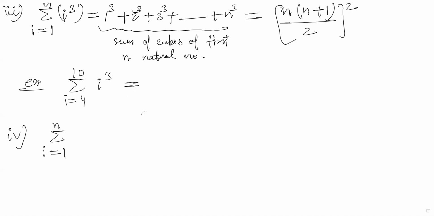Solve this example. 28 square? 28 square. Why? Because this n is 7. Yes. Acha, 9. So, good observation. Chalo, good.